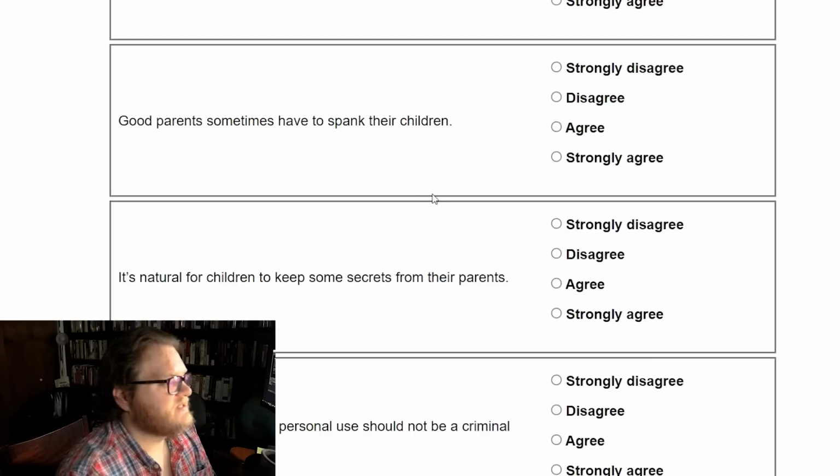Good parents sometimes have to spank their children. Disagree. Not strongly disagree. There are once again mild situations in which the use of force against a child is kind of the only way to stop them from doing something. There's this idea that you can just reason with a very young child. And it's like, no, you can't reason with a very young child. They're not operating on reason. So sometimes you have to use physical force.